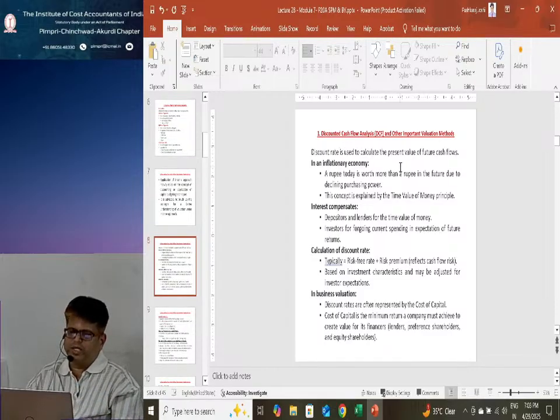Discount rate is used to calculate the present value of future cash flows in an inflationary economy. When the economy is in an inflationary mode, a rupee today is worth more than a rupee in the future due to declining purchasing power. That is the indication of an inflationary economy. This concept is explained by the time value of money principle.